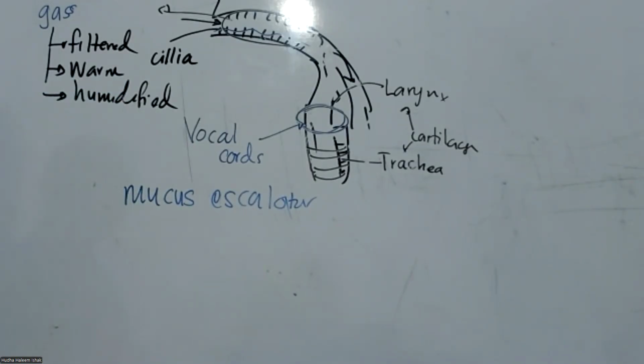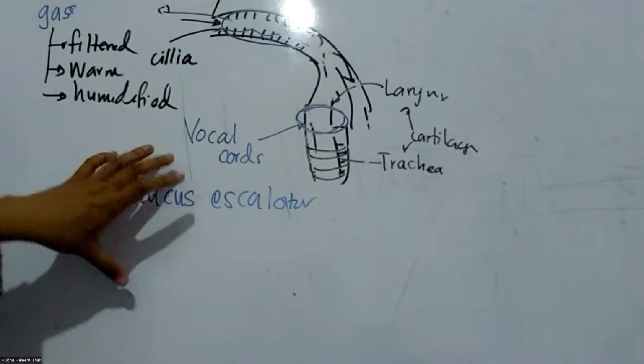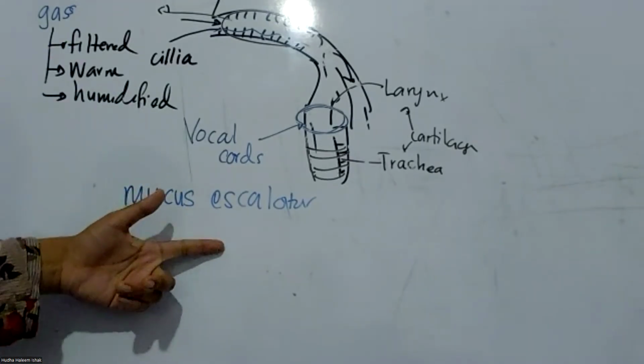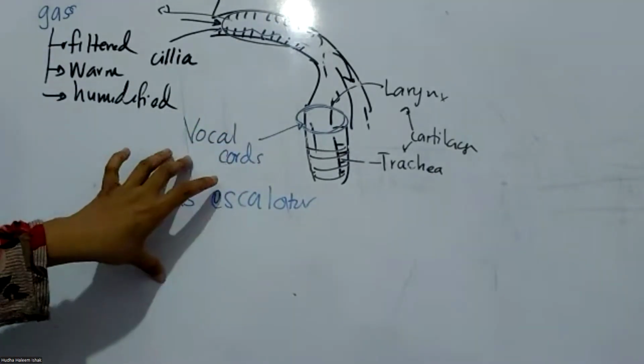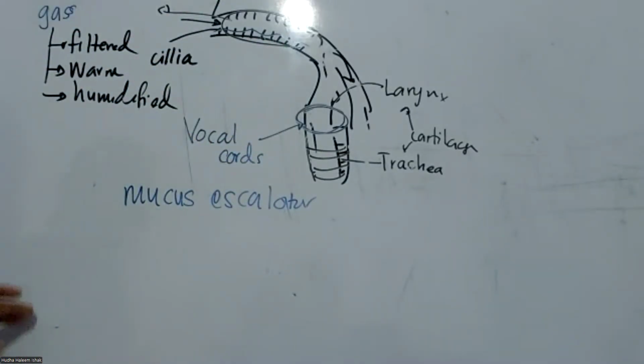So this whole process is called as what? Mucus escalator. So in the mucus escalator, what are the things happening? The major branches are having what? The cilia and the mucus layer. And the mucus layer is doing what? The mucus layer is trapping all the dust and contaminants. Okay, foreign contaminants, and mucus.